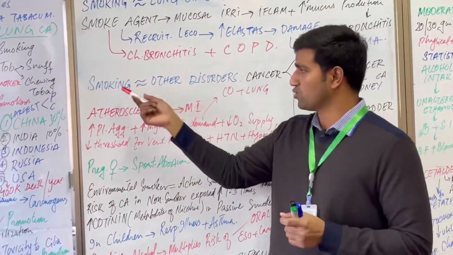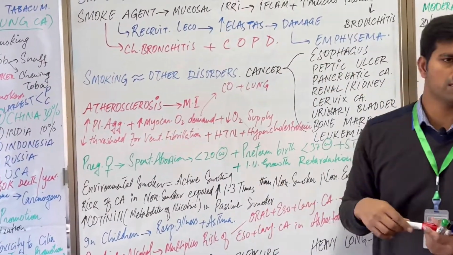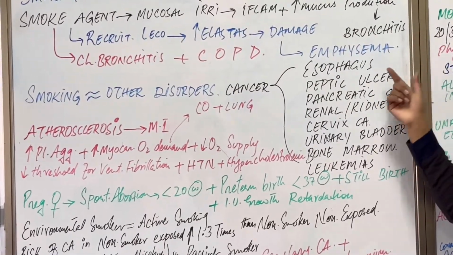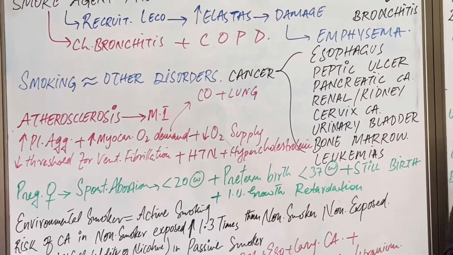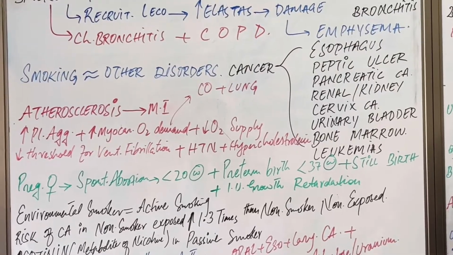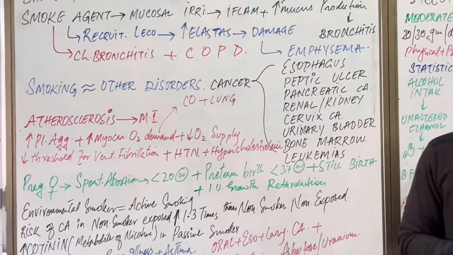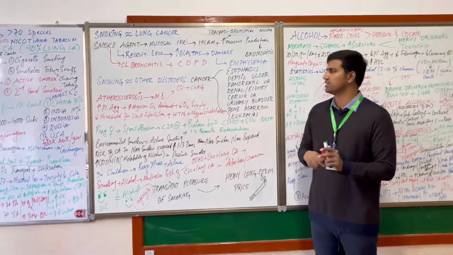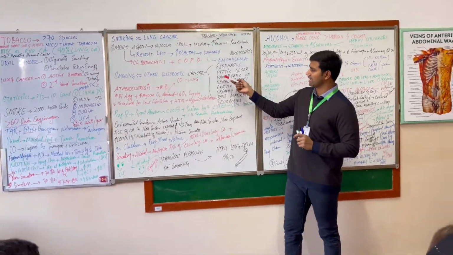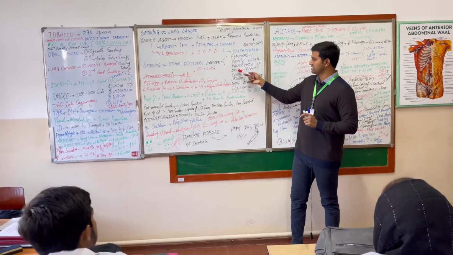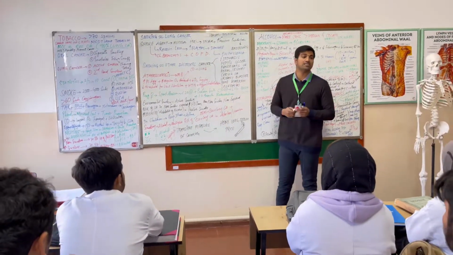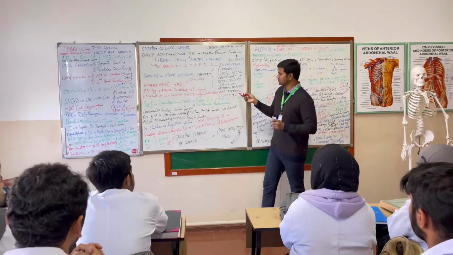Then we will talk about smoking associated with other disorders, especially other cancers. Smoking can cause cancer of the esophagus, and can cause cancer of the stomach, called peptic ulcer. Basically, the peptic ulcer is not only cancer of the stomach, but also of the duodenum. Stomach plus duodenum, you can see, is called peptic ulcer. Then cancer of the pancreas, kidneys, cervix, urinary bladder, bone marrow, and cancer of blood cells called leukemias.